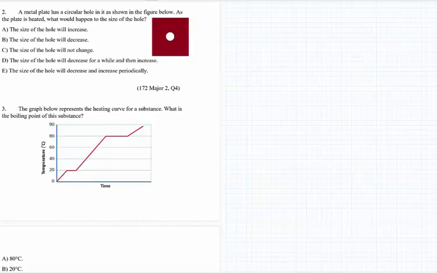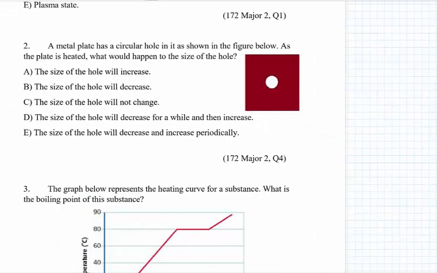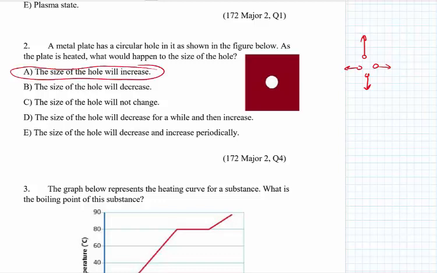For example, a metal plate has a circular hole in it, as shown in this figure below. As the plate is heated, what would happen to the size of the hole? When you heat up any metal, the atoms start to move away from each other because of the collision and the higher kinetic energy. So we would expect the size of everything to increase, including the hole. So the hole size will increase. So I will choose this one.